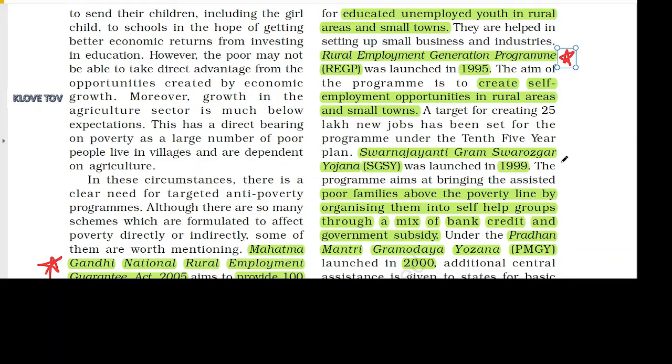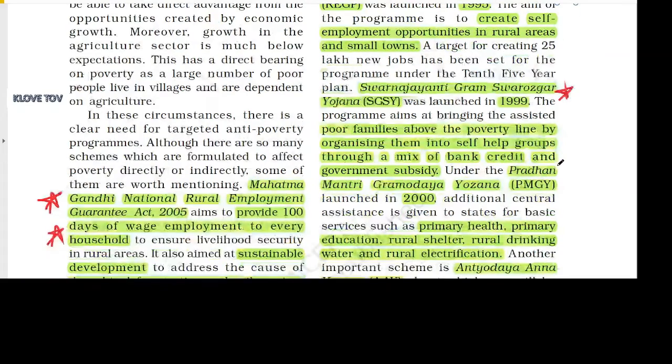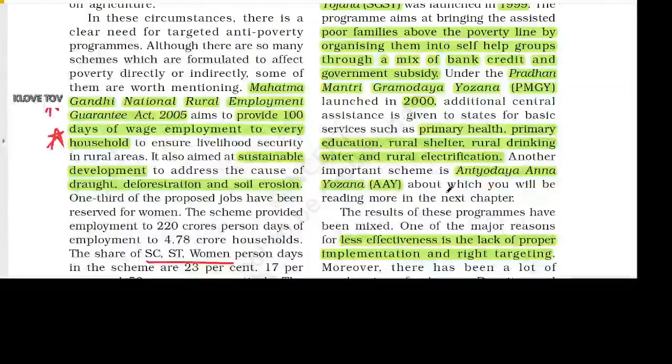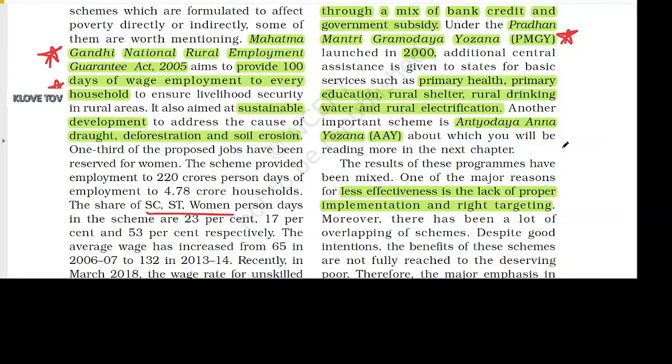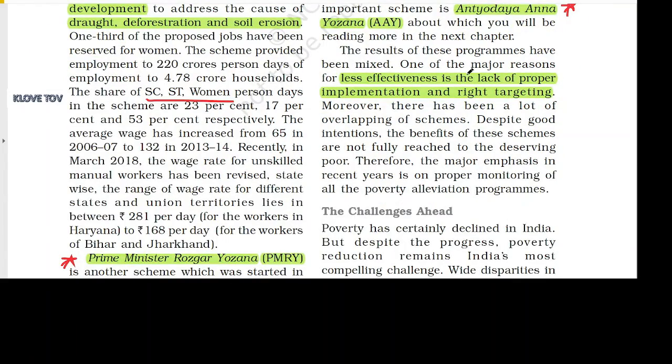Swarna Jayanti Gram Swarozgar Yojana was launched in 1999. The program aims at bringing the assisted poor families above the poverty line by organizing them into self-help groups through a mix of bank credit and government subsidy. Under the Pradhan Mantri Gramodaya Yojana, launched in 2000, additional central assistance is given to states for basic services such as primary health, primary education, rural shelter, rural drinking water, and rural electrification. Another important scheme is Antyodaya Anna Yojana, about which you will be reading more in the next chapter.